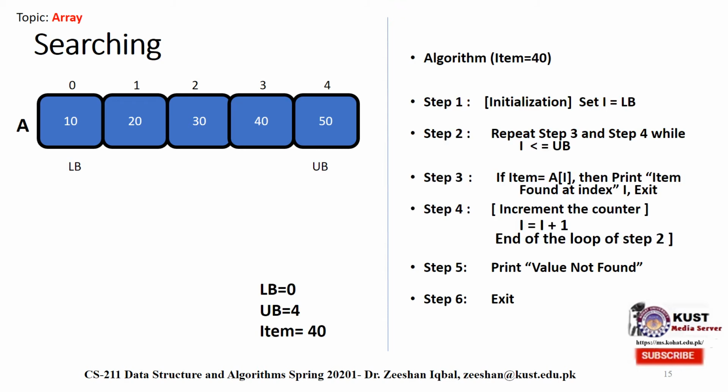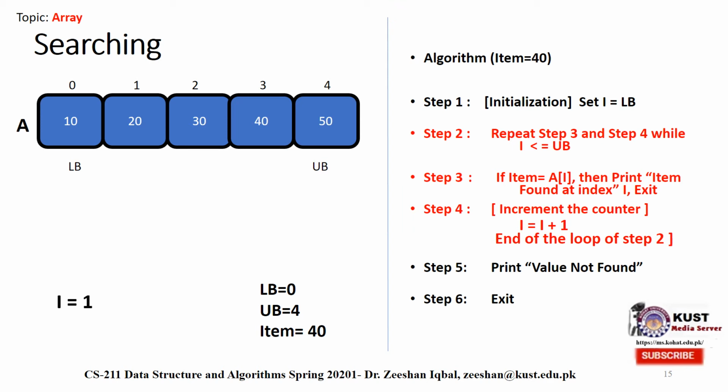Now the value of I will be 1. In step 2, we'll apply a while loop with the last value as the upper bound, which will be true as 1 is less than or equal to 4. Here we can see that the loop is true, so we have to repeat step number 3 and 4. In step 3, if we put the values in the if condition, that is item is equal to 40 and A of 1 contains 20, which are not equal, so the if condition will be false, and we will move to step number 4.